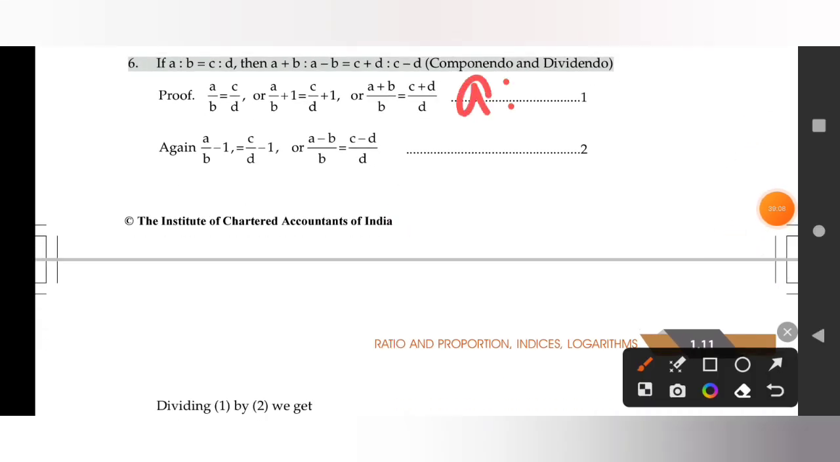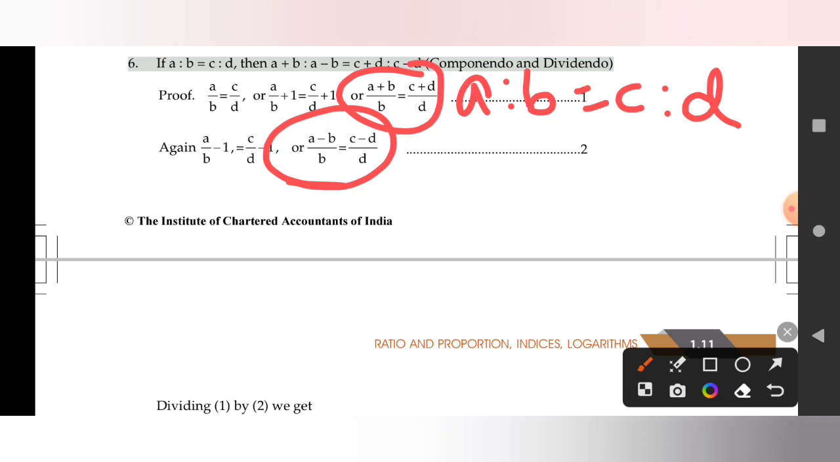Okay. So A is to B equals C is to D, already given. Proof: first add 1 on both sides of the same ratio, so you will get componendo. Then on the original ratio, subtract 1 on both sides, and you will get dividendo. When you get both of these, divide one by the other. What are we going to get?